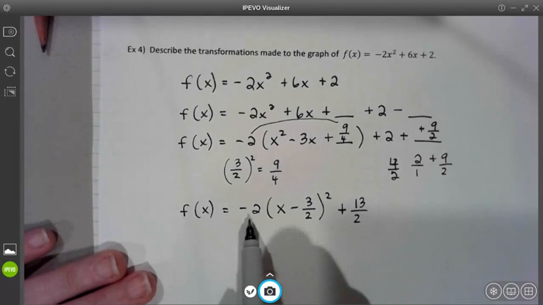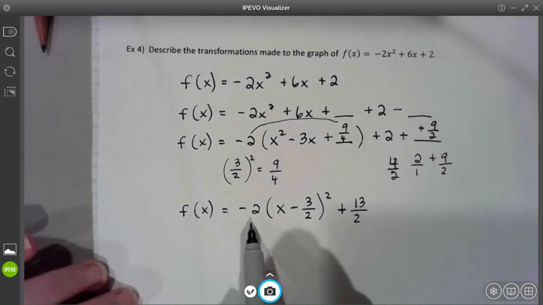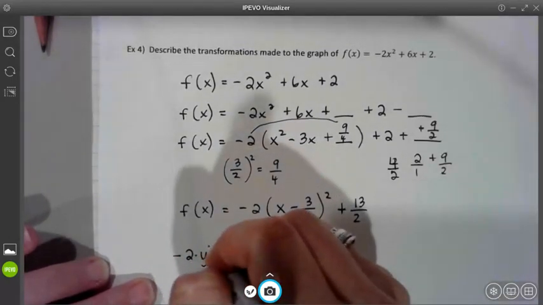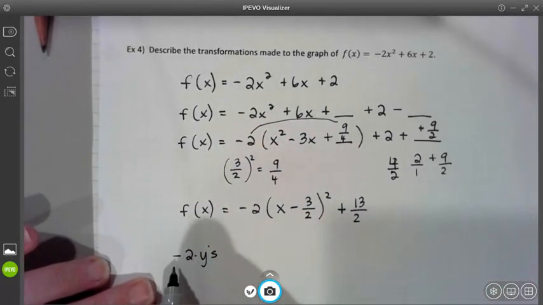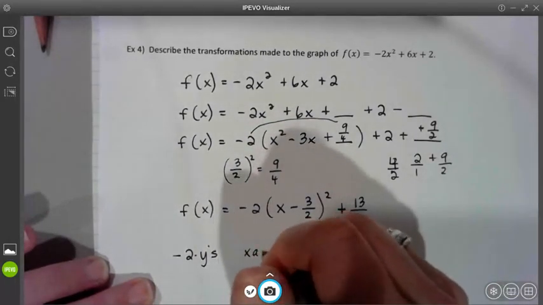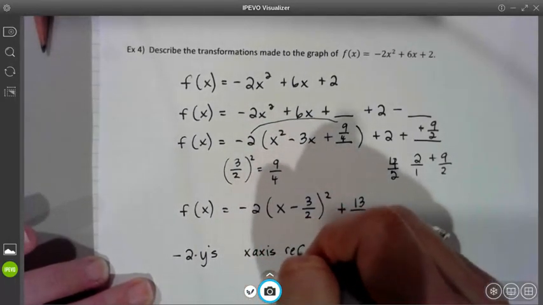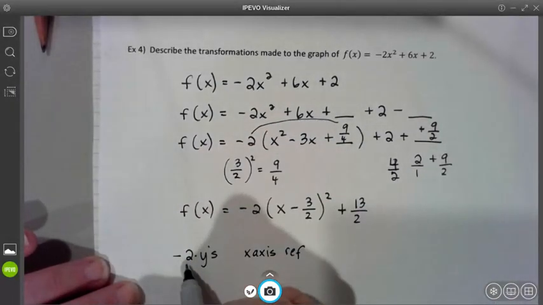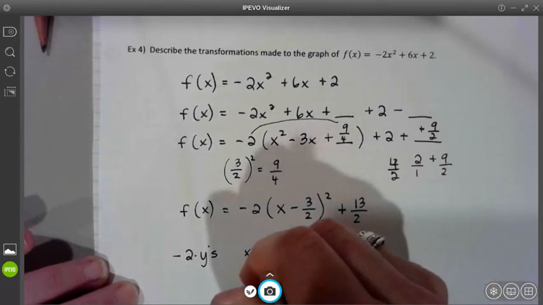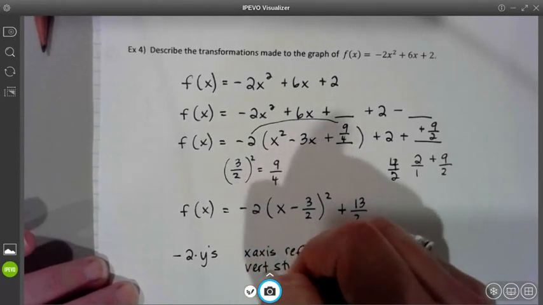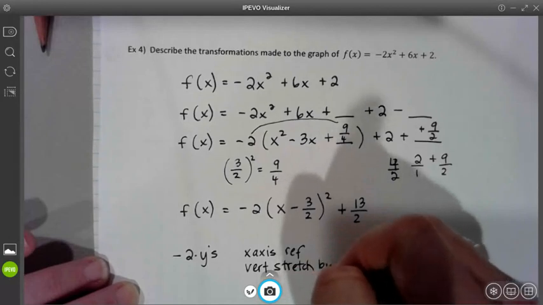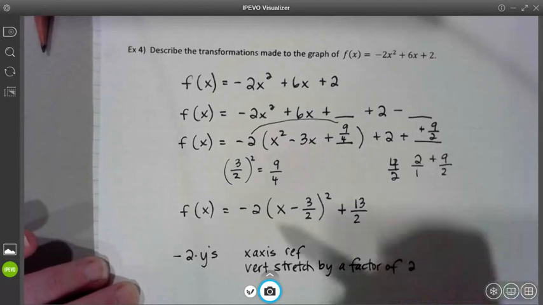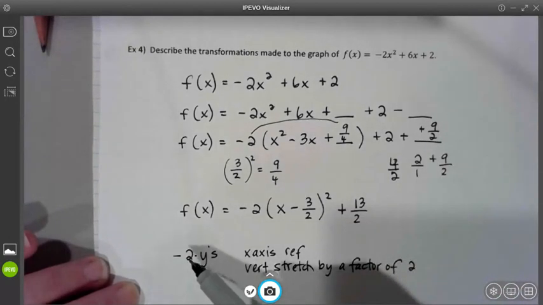So this -2 is obviously on the outside of the function. So that would be -2 times the y values, which would cause, number one, the negative would cause an x-axis reflection, right? It would take the parabola from opening up to opening down and reflecting it over the x-axis. All right, that 2 times the y's then would cause a vertical stretch by a factor of 2. So the y values have been changed to the opposite sign and made twice as big.